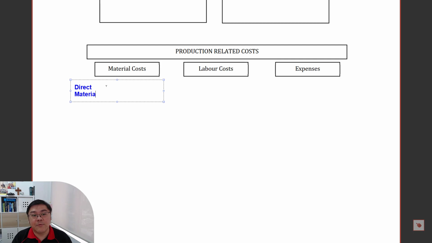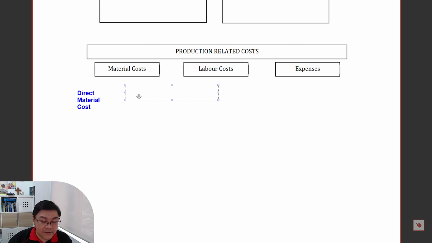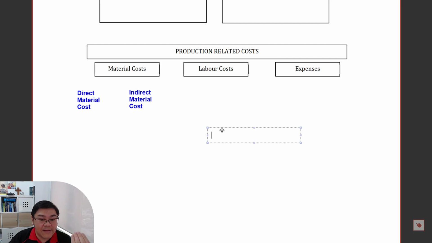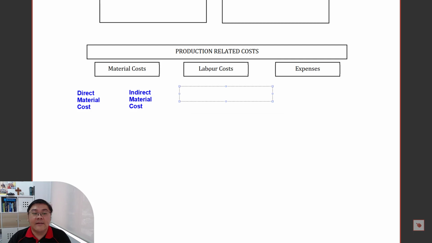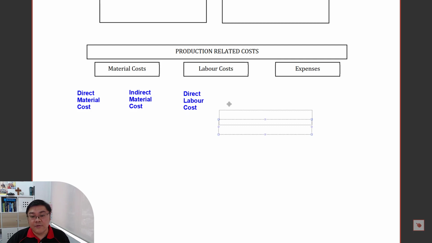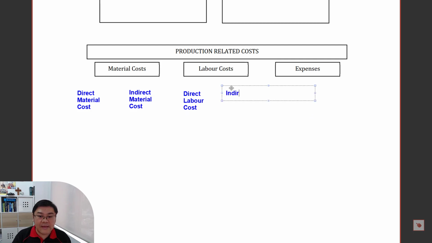So that means we will call it direct material costs. Now, you can have material where the cost is indirect in nature, so indirect material costs as well. So indirectly, I think you can now guess what I'm going to tell you, right? Likewise for labor, you can have direct labor costs. You can also have an indirect labor cost.